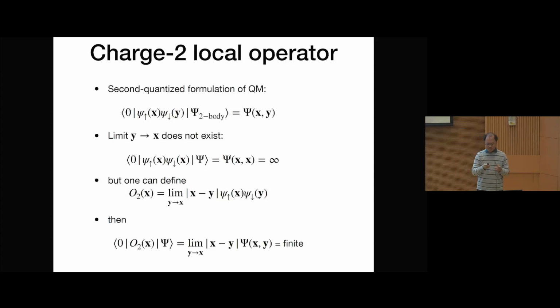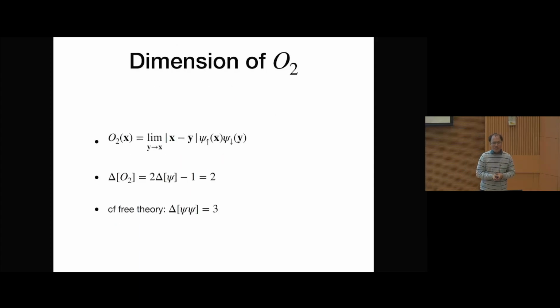And so this operator is an operator that knows about the interaction in the theory. In particular, the dimension of this operator is not equal to twice the dimension of the charge 1 operator. It is a charge 2 operator with a dimension equal to 2, not 3. In a free theory, such an operator carrying charge 2 would have dimension equal to 3, not 2.